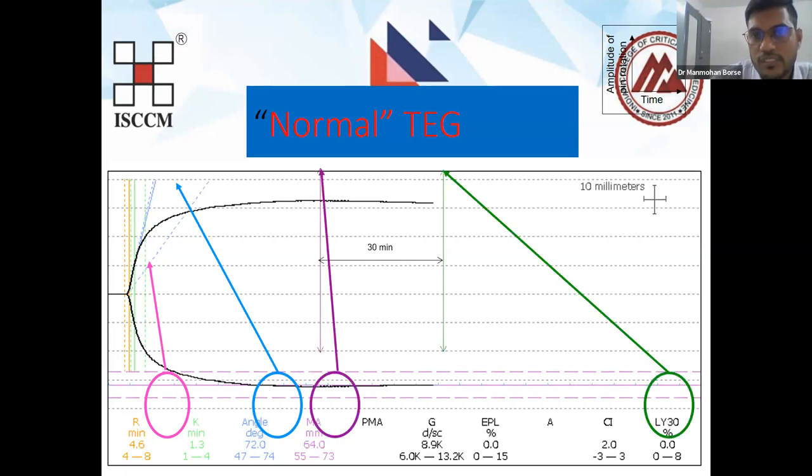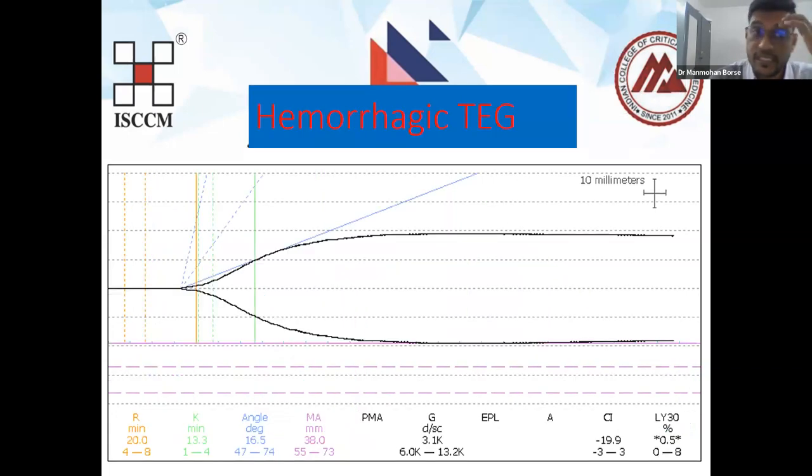Okay, so this is the normal TEG. You can capture the image in your brain and always remember the values and just visualize the TEG. A normal TEG shape is like this. Okay, so hemorrhagic TEG. What are the problems you see in hemorrhagic TEG?